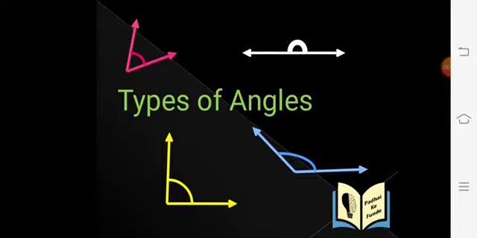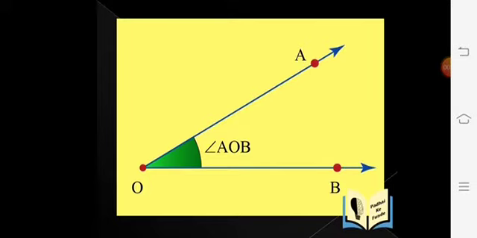Here we are going to study about types of angles. Angles are made when corners are formed. The angle is made up of two rays starting from a common end point. The two rays forming the angle are called the arms or sides of the angle, and the common end point is the vertex of the angle.